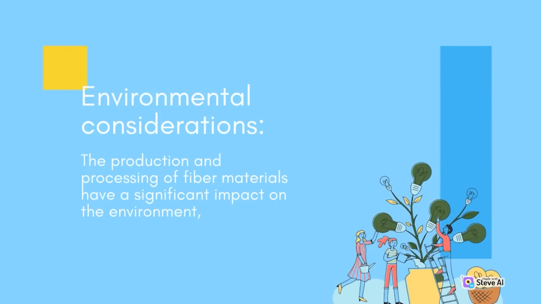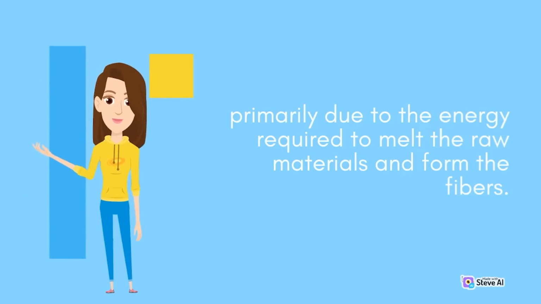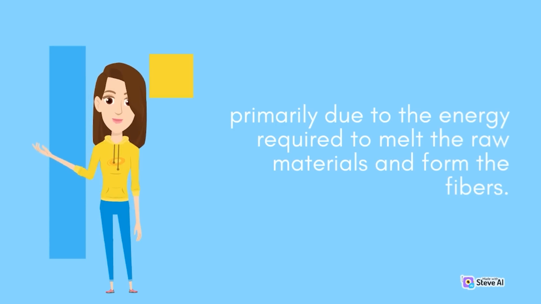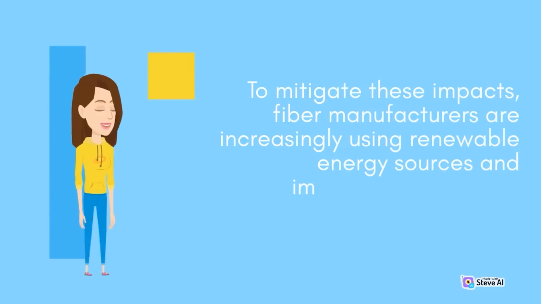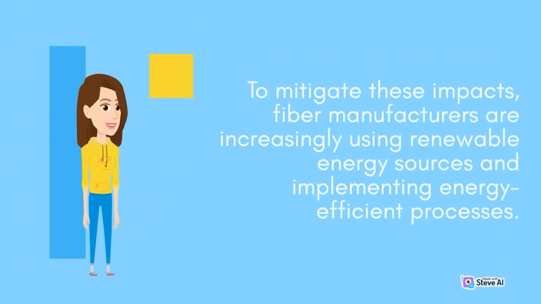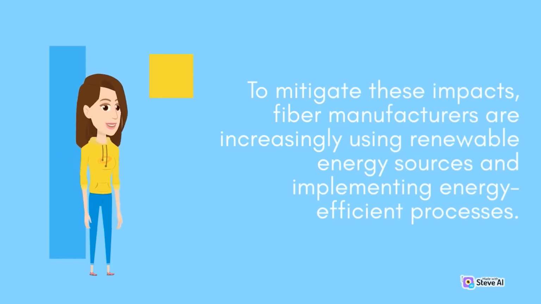Environmental considerations. The production and processing of fiber materials have a significant impact on the environment, primarily due to the energy required to melt the raw materials and form the fibers. To mitigate these impacts, fiber manufacturers are increasingly using renewable energy sources and implementing energy-efficient processes.